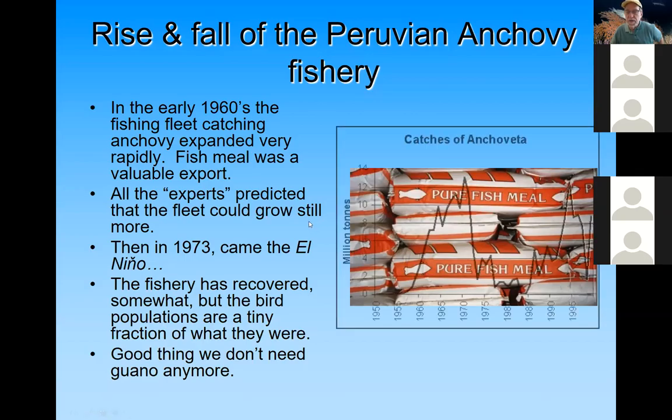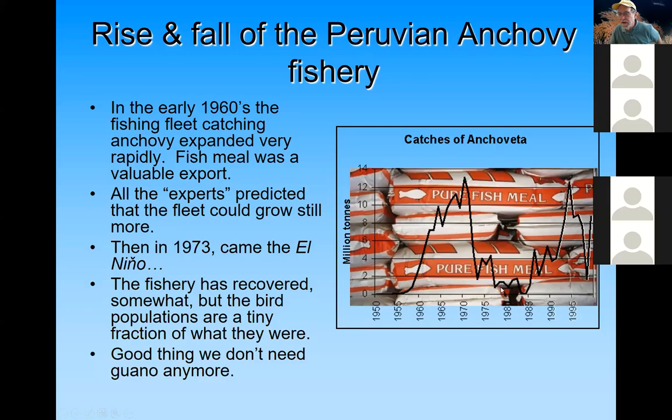So it took some years for the fishery population to recover. So here's a graph starting in 1950 showing the run-up of anchovy in millions of tons. By 1970, they were landing close to 14 million tons of anchovy per year. And then along came the El Nino year of 1973, and this crashed completely.